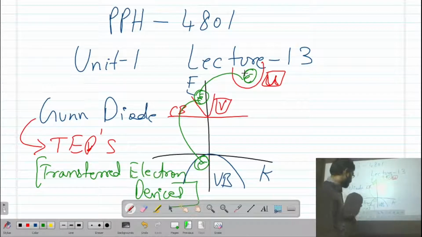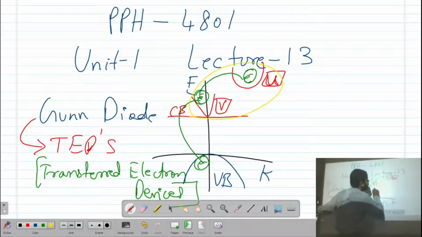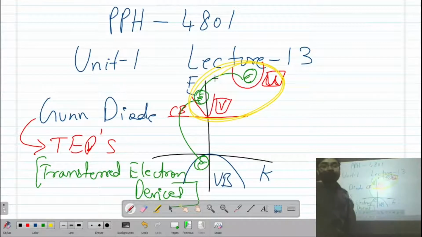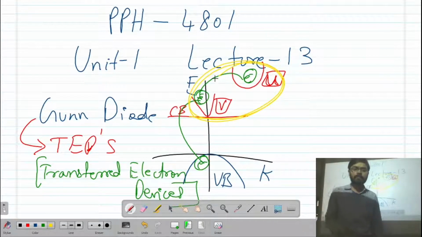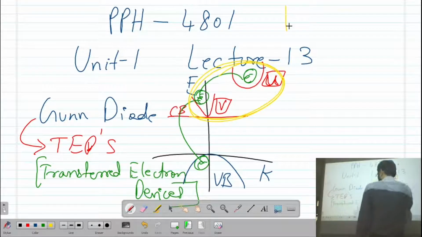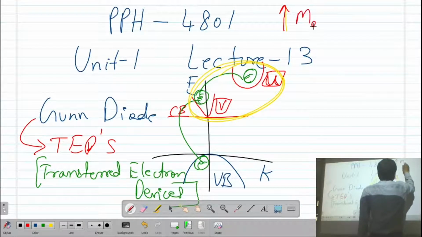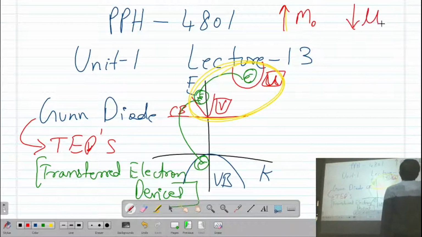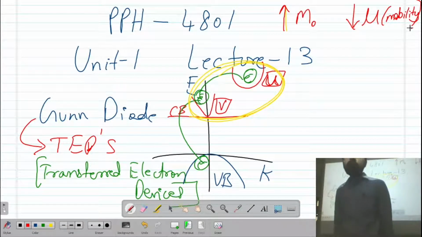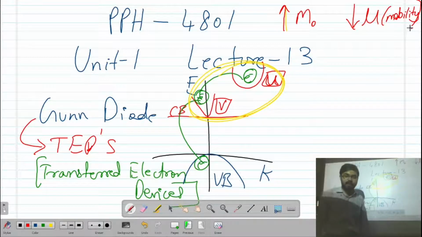And this transfer, remember, is responsible for the increase in the effective mass of an electron and decrease in mobility. Increase in effective mass and decrease in mobility. This is what we have already discussed in Gunn diode. Now in today's lecture we are going to study the PIN diode.